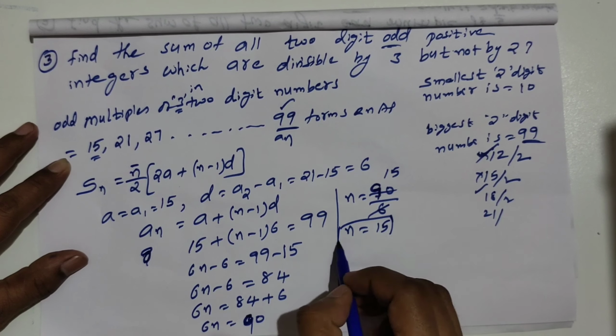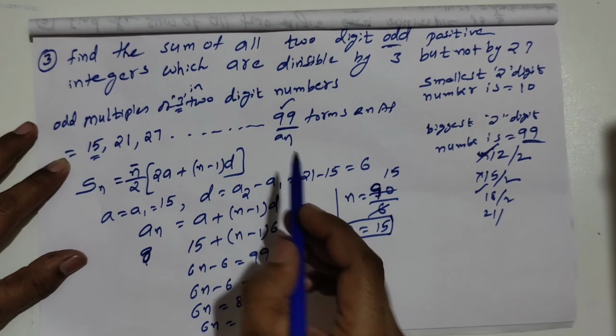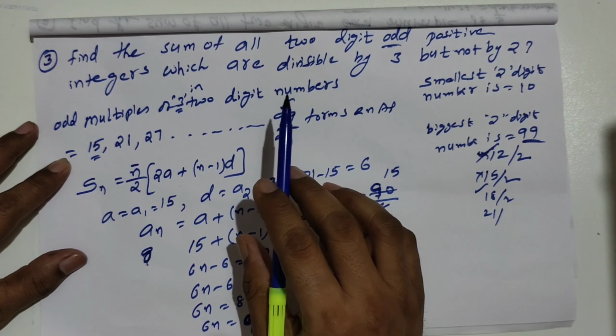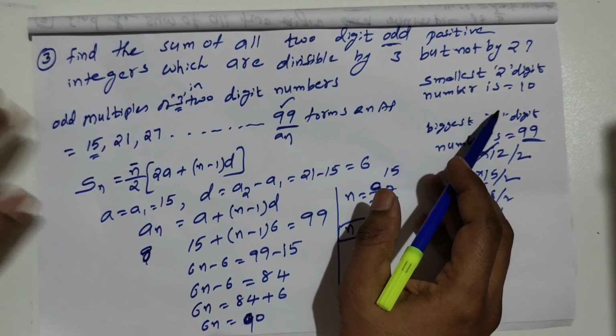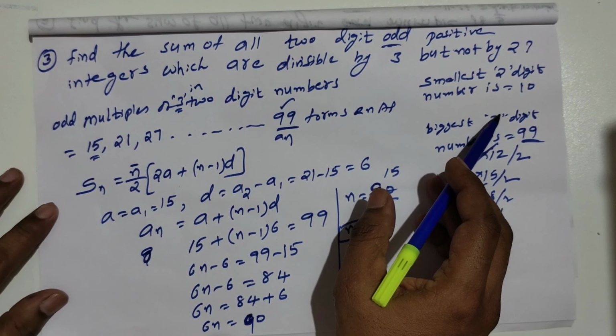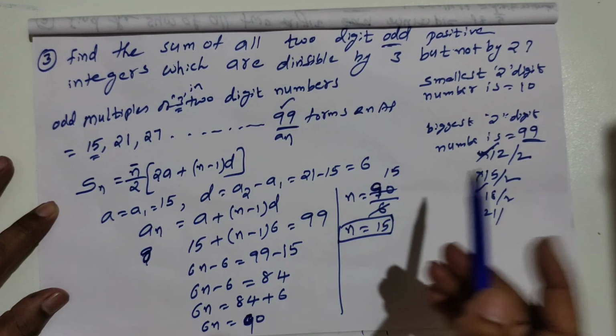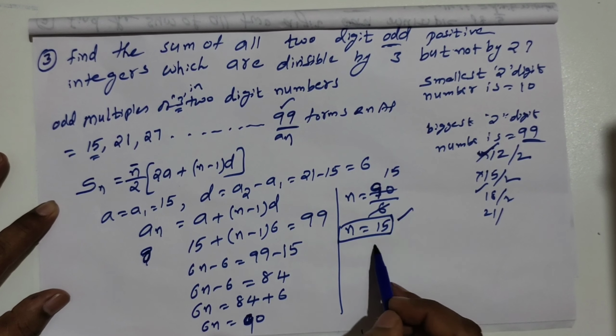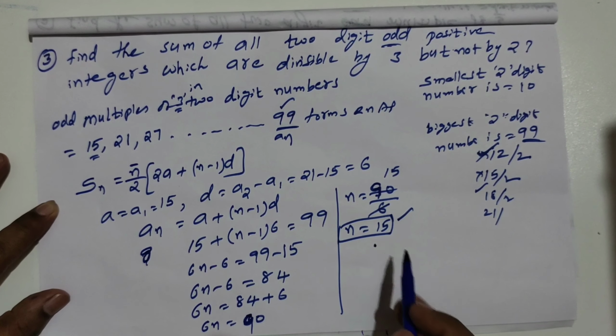So children, you observed one thing here. Before, we got all the multiples of 3 between 1 and 100, that is, all the 2-digit numbers. In that one we got n equal to 30, whereas here we got only 15 numbers. So please observe that point.